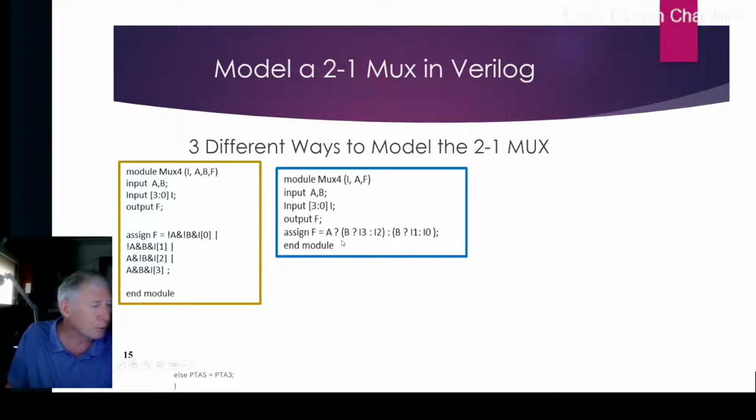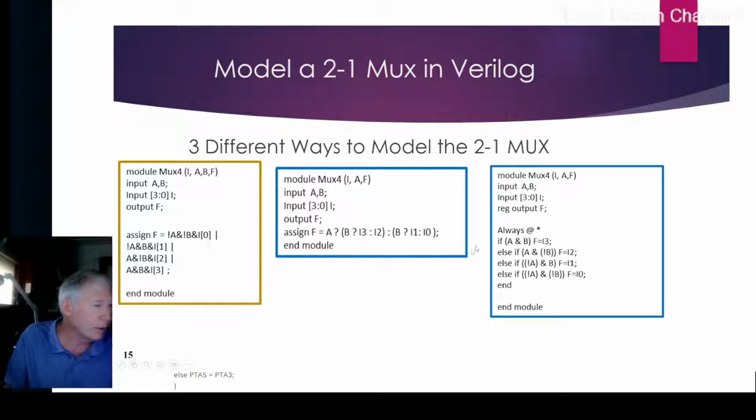So pretend that we have A is 0 and B is 0. What would we get? Well, if A is 0, we get this answer. If B is 0, we get this answer, which is I0. So A0, B0 makes F equal to I0. What about A1, B0? That should be I2, right? Well, if A is 1, we're going to take this one. And if B is 0, we're going to take this one. Oh, look, it's I2. So it works correctly.